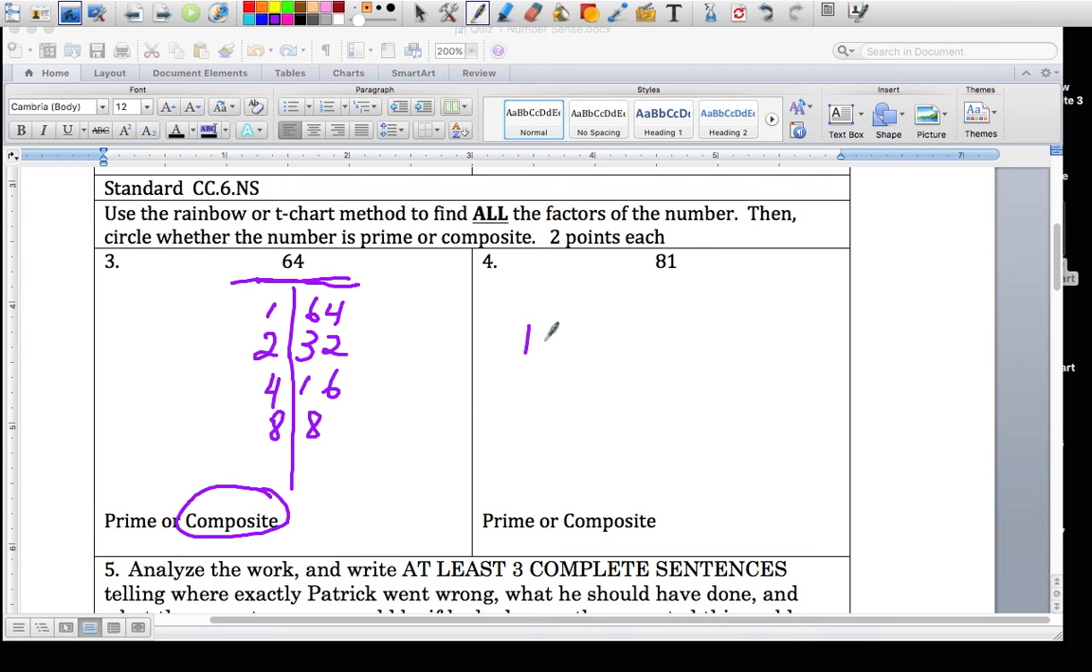81, let's do rainbow. Okay, just to vary it a little bit. 1 and 81, no 2s, definitely a 3 somewhere. 3 and 27, no 4s, no 5, no 6s, no 7, there's a 9 there. Okay, so again, this one has more than 2 factors, which makes it a composite.